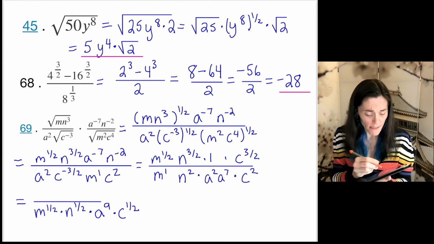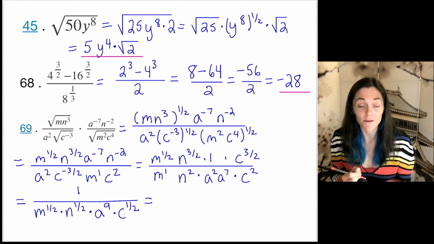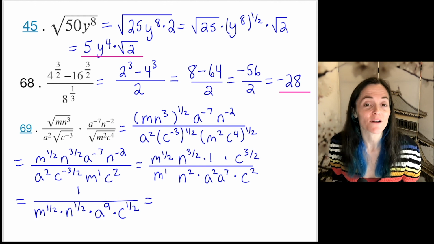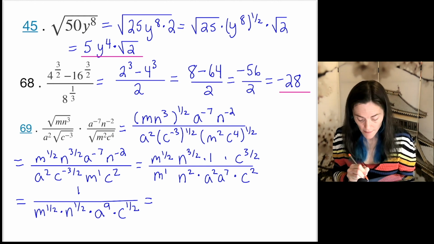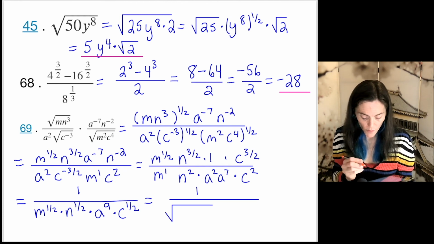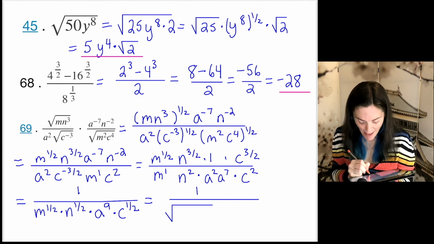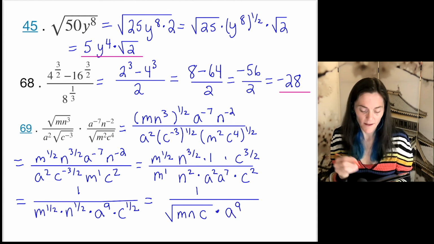And if we want, we can go back to radicals. We see the answer here. In fact, you could have got to the solution keeping everything in radicals. I just found it easier to convert to powers. So you see the answer in the denominator. I have a radical. It's a big square root of m, n, c. And then we have a to the 9.